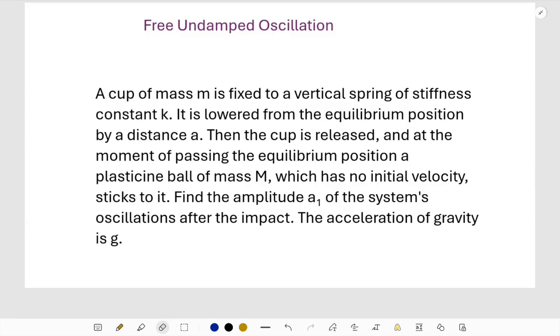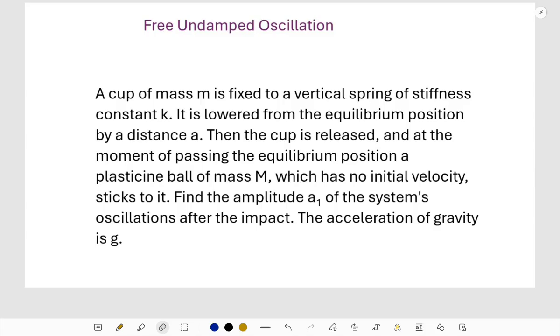And at the moment of passing the equilibrium position, a plasticine ball of mass m, yes, it will cause some inelastic collision. Plasticine ball of mass m, which has no initial velocity, thank God, sticks to it. Find the amplitude a1 of the system's oscillation after the impact. The acceleration of gravity is g, we know.